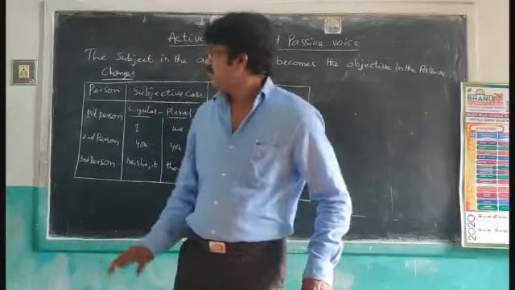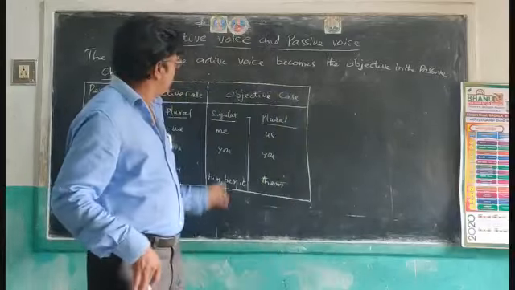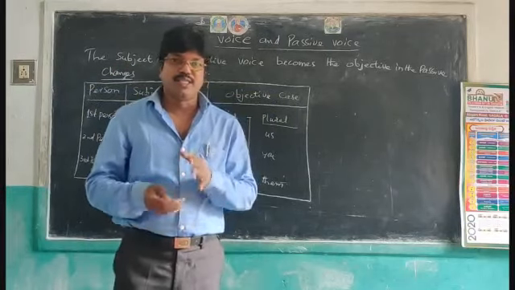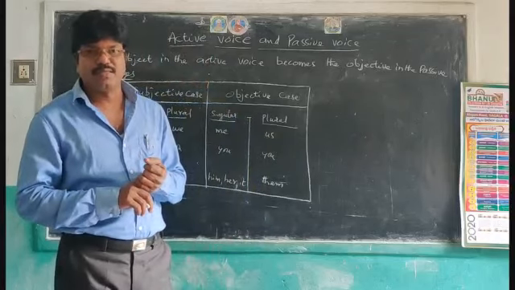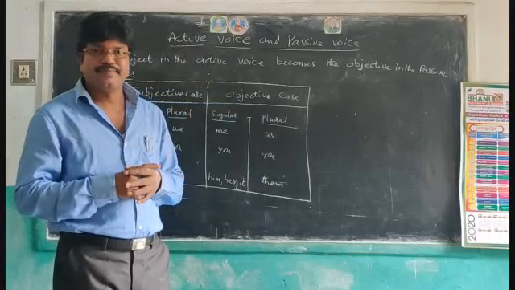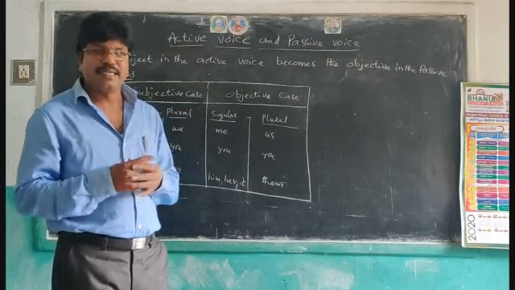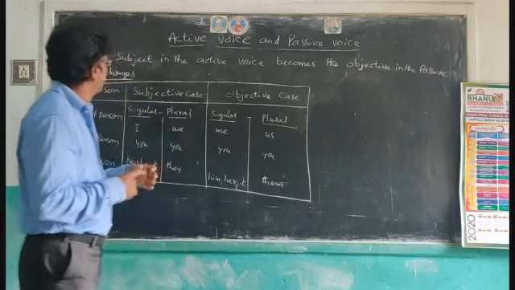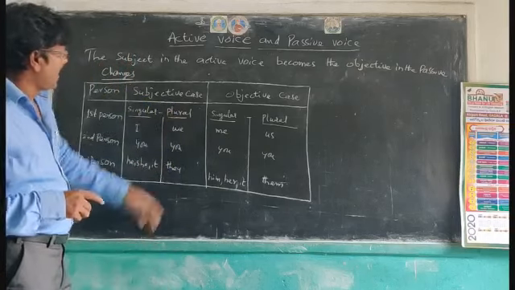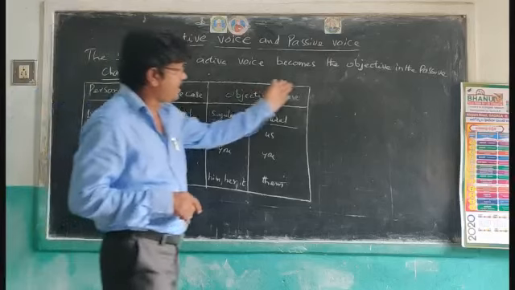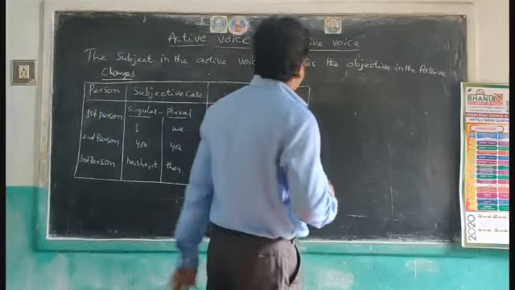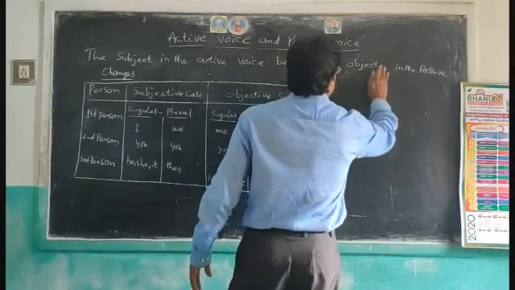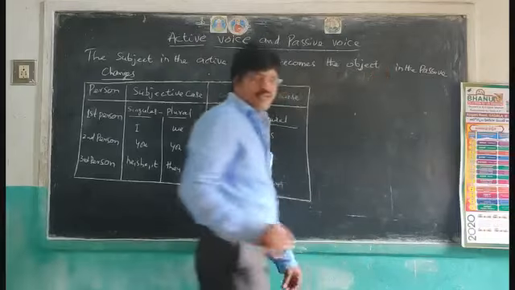Okay children, this table is very important for changing active voice to passive voice. Watch and listen carefully and use it yourself. The subject in the active voice becomes the object in the passive voice.